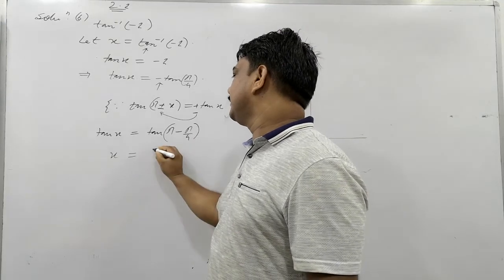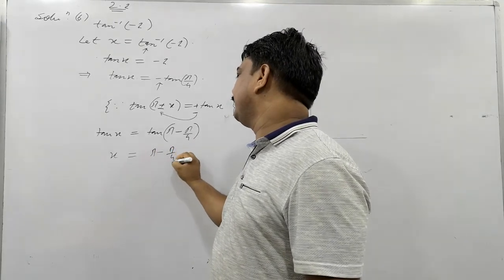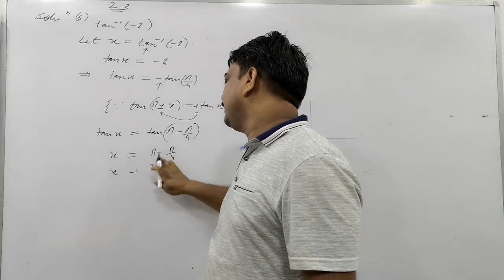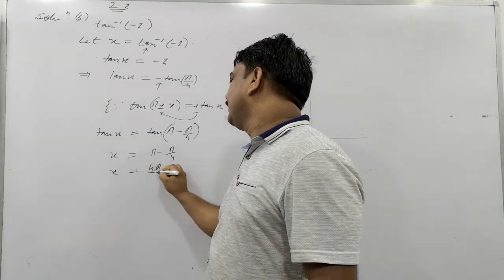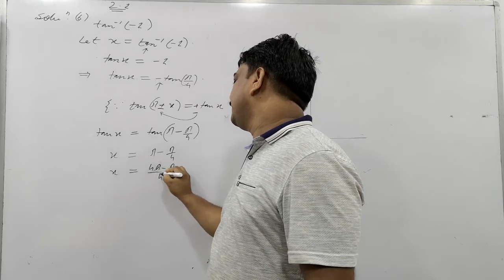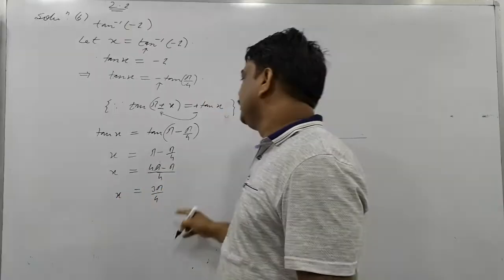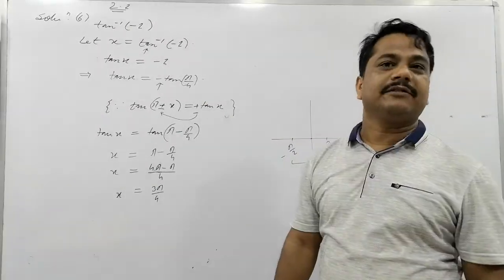Sorry, x is equal to pi minus pi by 4. And further it can be taken as 4 pi minus pi divided by 4, and further it shall be 3 pi by 4 is equal to x. So is it the principal solution of the given function?